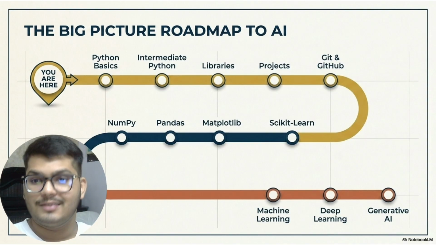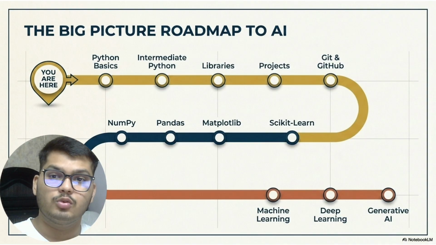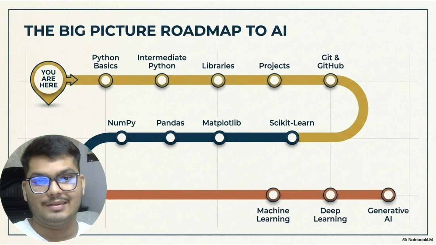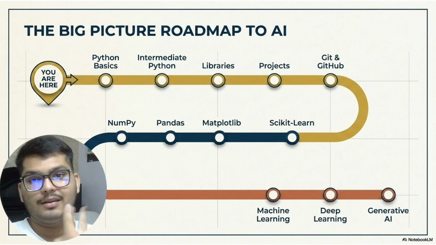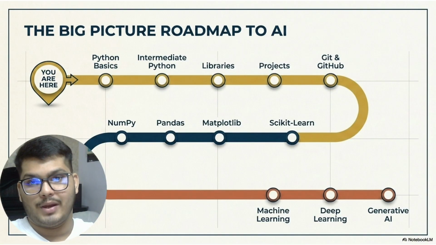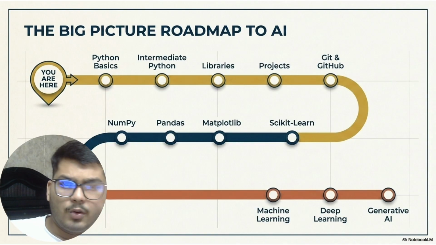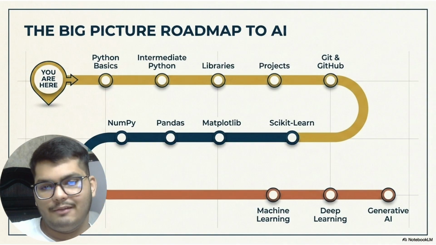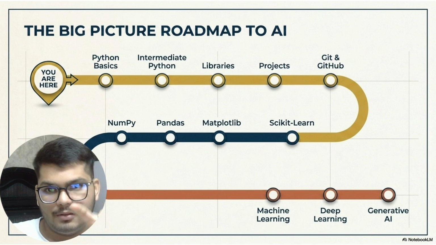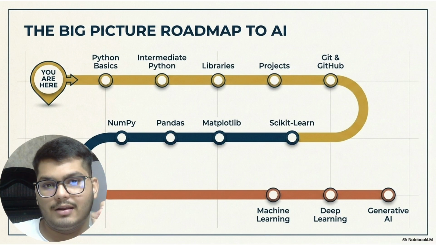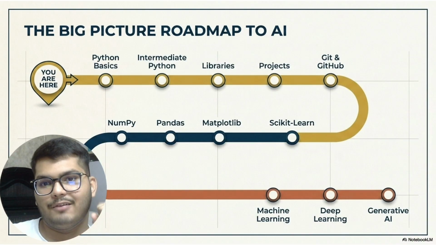And then after the basics of Python, you will move towards intermediate Python. Basically there are three types of Python: basic Python, intermediate Python, and advanced Python. In this roadmap, advanced Python is not written, but I will tell you when you should learn it. This middle part, NumPy, Pandas, Matplotlib, Scikit-learn, comes under advanced Python only.